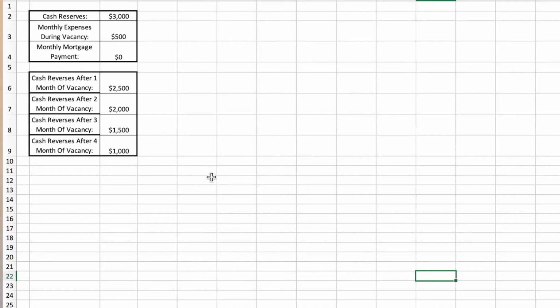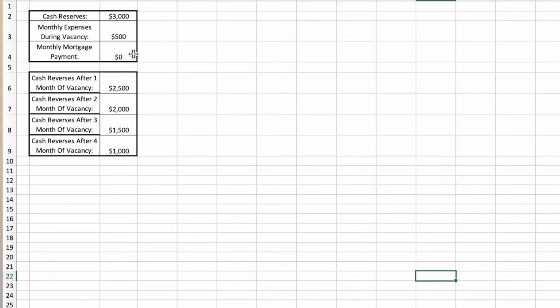The second factor that I think is really important in determining how much cash you should have on hand is whether or not your properties have mortgages on them, and if so, how much your monthly payment is. Let's say you have one property owned outright, as in you don't have a mortgage. You decide to set aside $3,000 as cash reserves and that your average monthly taxes, insurance, and other expenses for the property that occur whether or not you have a tenant are about $500 per month.